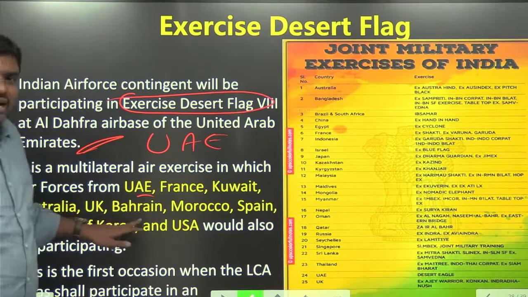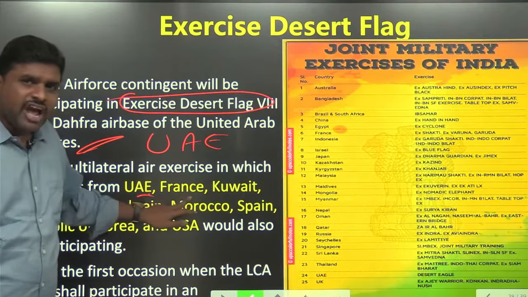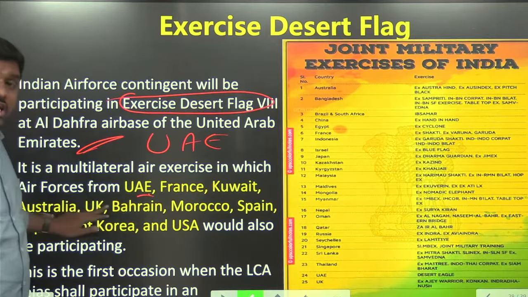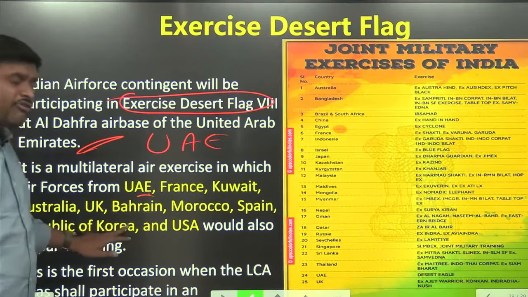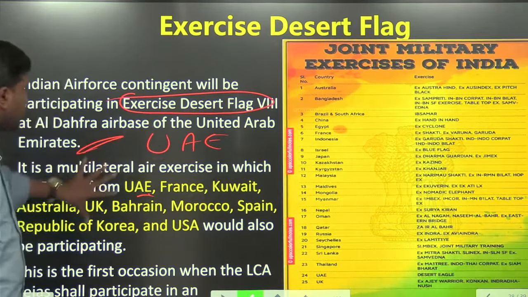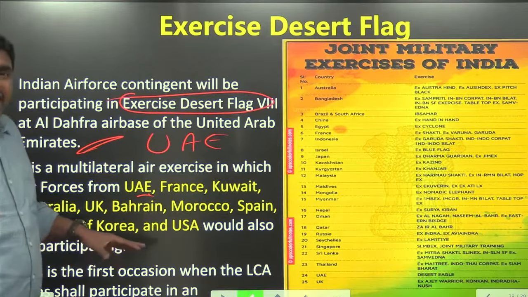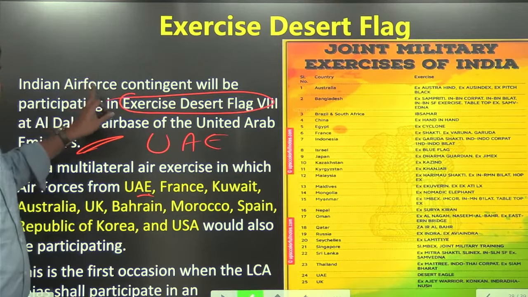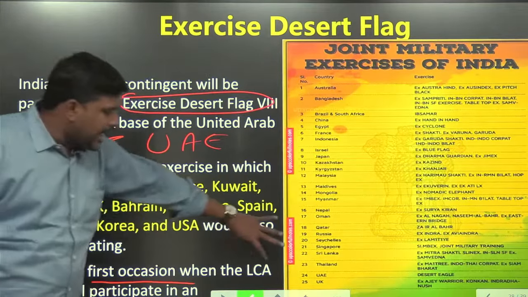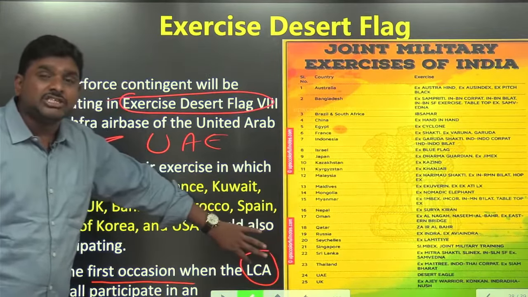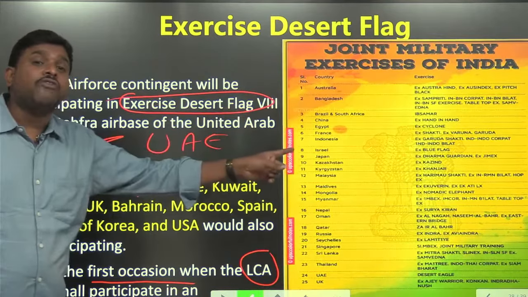UAE, remember the country names: UAE, France, Kuwait, Australia, UK, Bahrain, Morocco, Spain, Republic of Korea and USA. These all countries participated in air exercises. Indian Air Force for the first time participated. This is the first occasion when India's light combat aircraft Tejas participated out of the country.